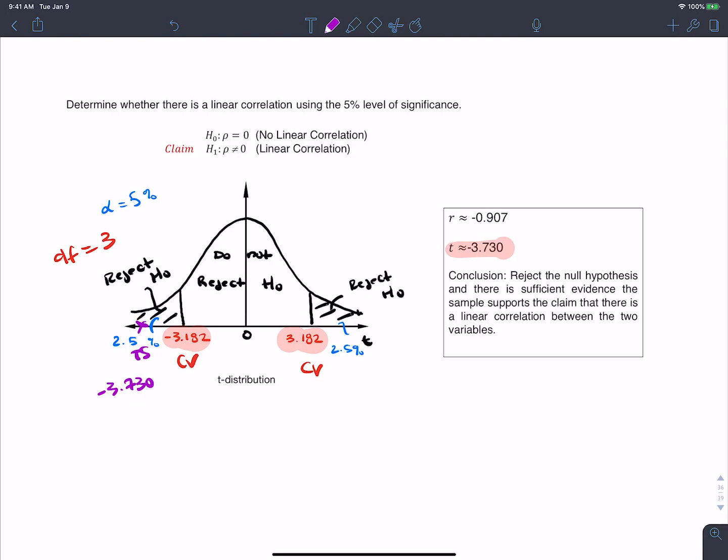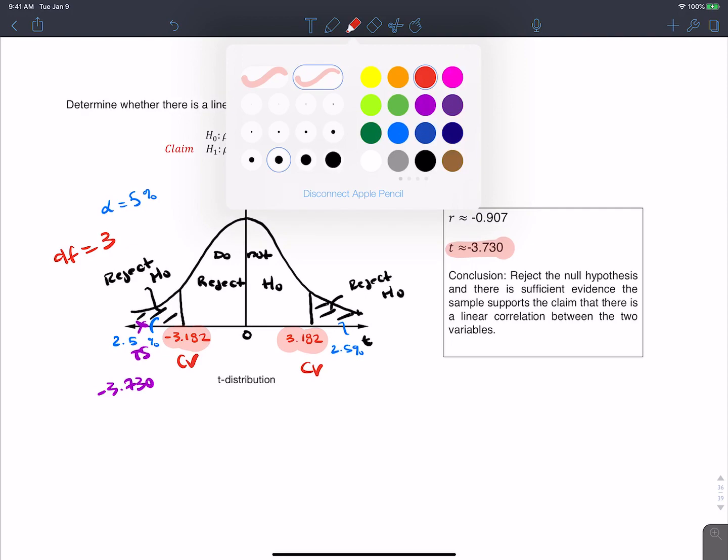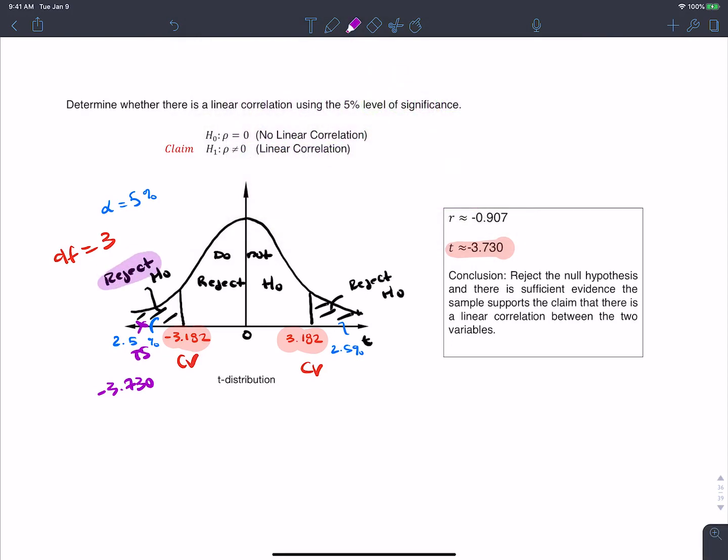Now, that value is in what neighborhood? Reject the what? The null. So when we reject the null, say goodbye null. Sure enough, what do we know? There is a linear what? Correlation. So sure enough, that data can fit a line here.